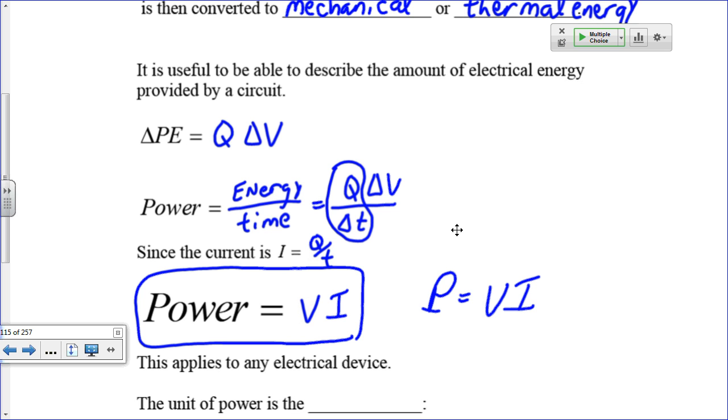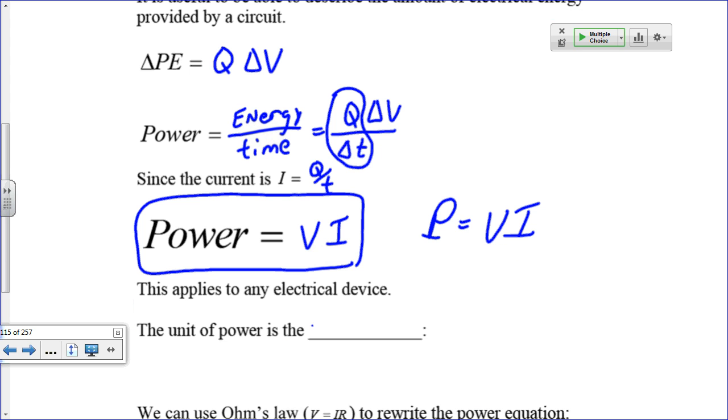This is one of those basic equations that electrical engineers and electricians use to determine the current flowing through a device or to define the power of a certain device. The unit of power is the watt. We used this last semester when we did work and energy. Remember, power is work over time. 1 watt is equal to 1 joule per second.